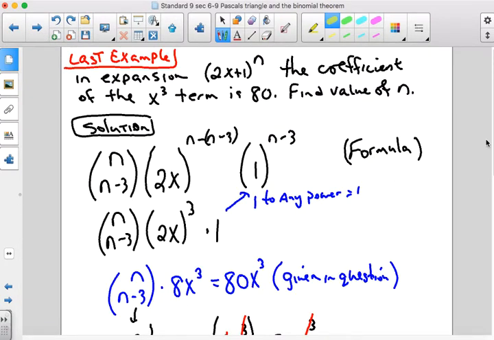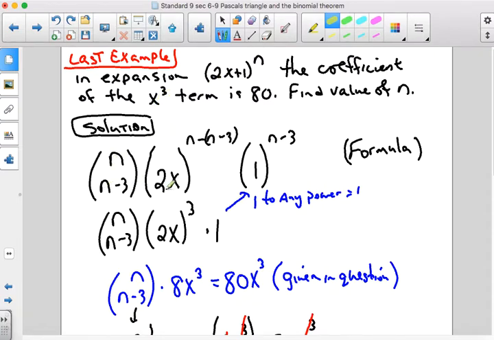Okay, last example. In the expansion, now this time notice that I didn't tell you what the exponent is, but I do tell you that the coefficient of x to the third is 80. So we know what the coefficient is going to be. We just have to work backwards to find that. Find the value of n. So looking at this, we have n choose n minus 3. Now the reason I wrote n minus 3 is because we're looking for the x to the third term. If I was looking for the x to the fourth term, I'd write n minus 4.